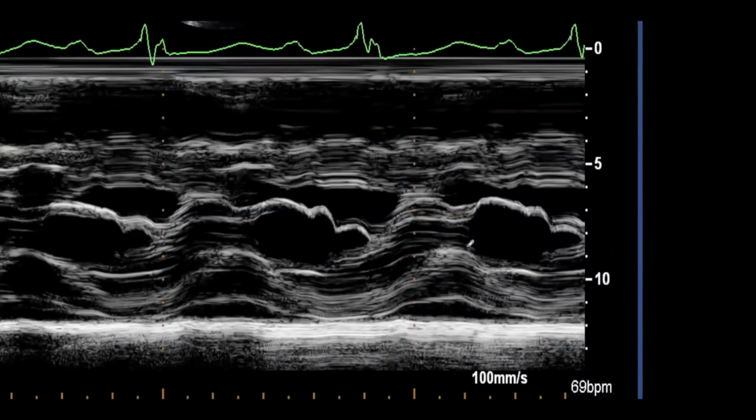SAM. Yes. Why do we say SAM? Because during systole, this is supposed to be in the midline. However, it's going there. Okay. What else other than SAM? Something we'll come to later.